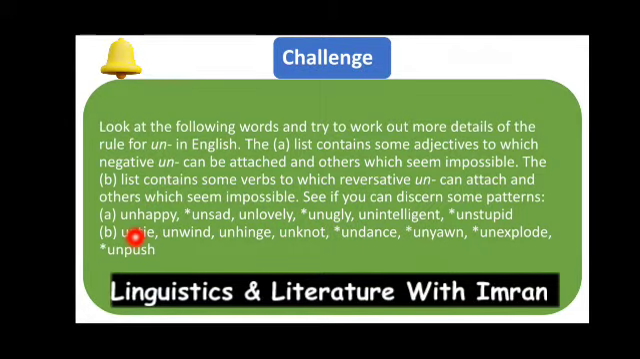Like we have unhappy, we can add un to happy. But we can't add un to sad. We can add un to lovely. But we can't add un to ugly. We can't say unugly. Similarly, we can say unintelligent, but we can't say unstupid. So what could be the reason that we cannot add un to sad?